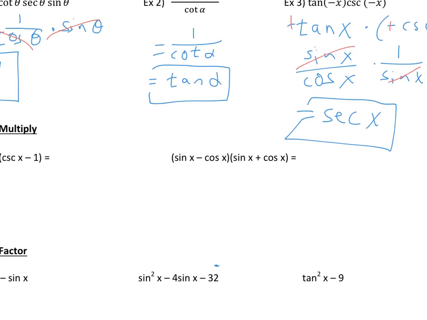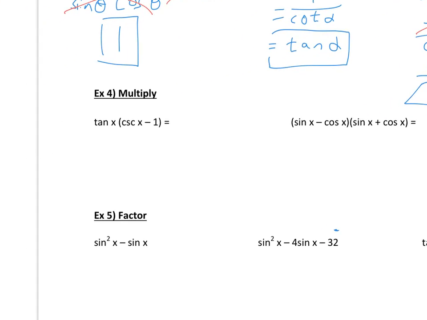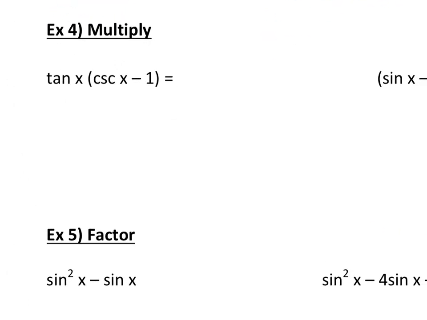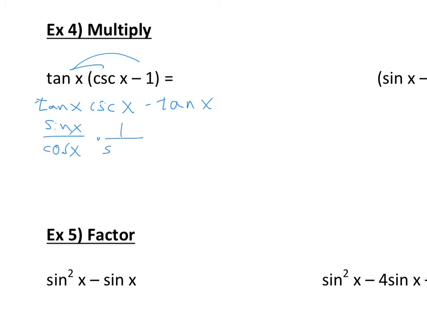Okay? Alright, moving on here, you can multiply these trig expressions as well. So, for example, in example 4, we could have tangent of x times cosecant of x when I distribute this tangent through to each term. And then I can go ahead and simplify this and see what comes of it. So tangent is sine over cosine, and cosecant is 1 over sine of x.